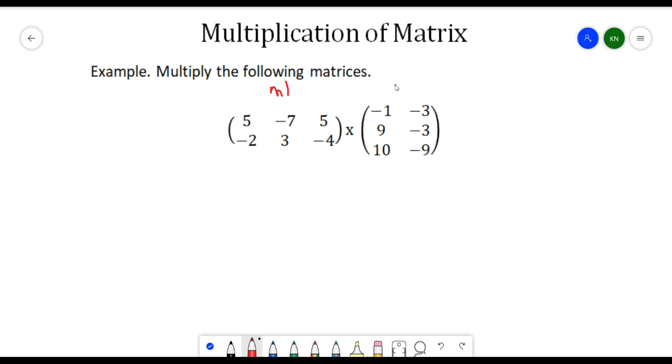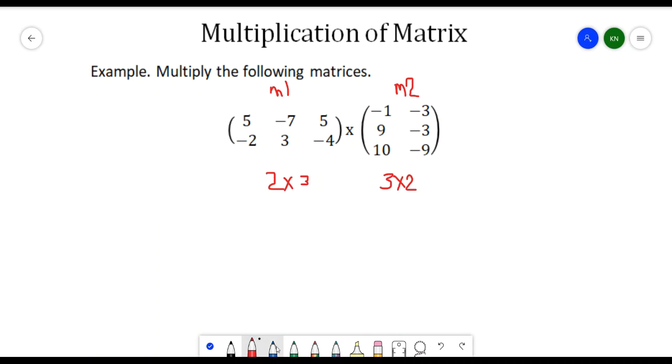Matrix 1, this is our matrix 2. Now, you need to see the dimension of our M1 and M2. So in M1, the dimension is 2 by 3. Again, this is 2 by 3. And for our M2, this is 3 by 2, meaning 3 rows by 2 columns.